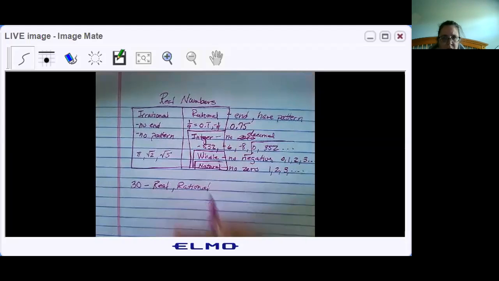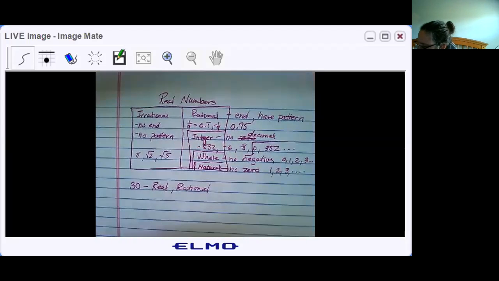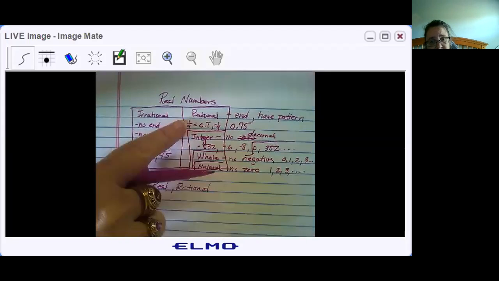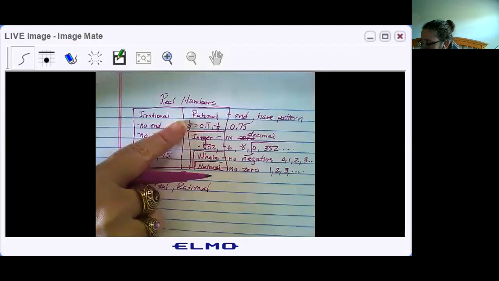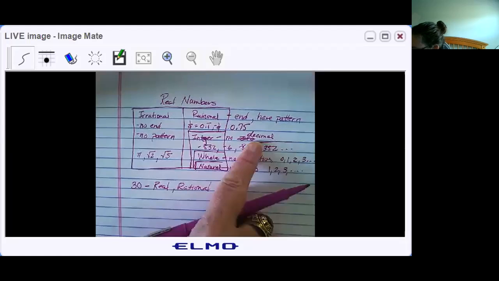Okay. Now let's look further down. Well, we know it's rational, but what else could it be? 30 doesn't have a decimal, so it's an integer.